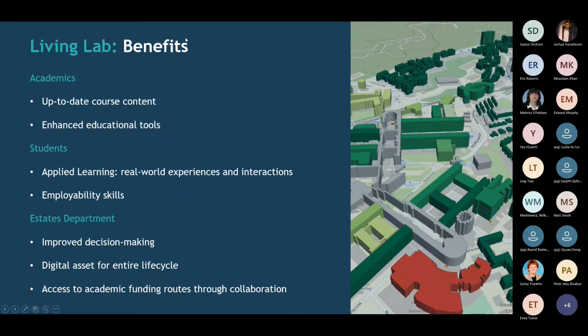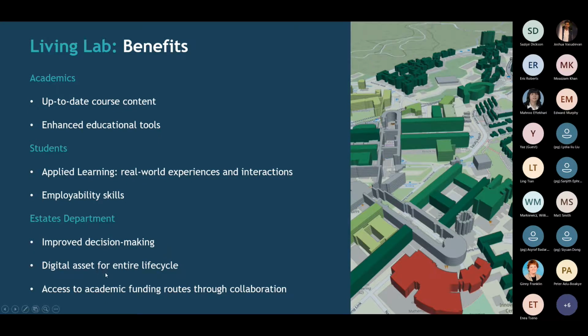So the benefits of that are that the academics have got up-to-date content, and they're using cutting-edge technologies. Digital twins are very much a buzzword at the moment in the industry, and universities have to keep up with the times. Students get real-world experience through these interactions with the estates departments and surveying buildings, and that translates to employability skills. And then, as mentioned before, the estates department have improved decision-making tools.